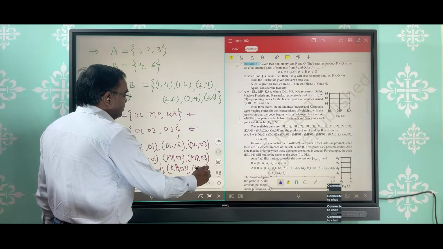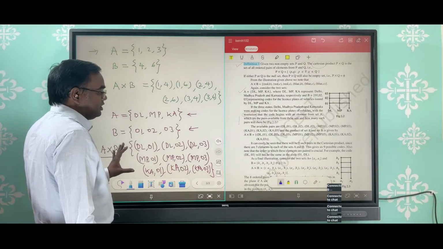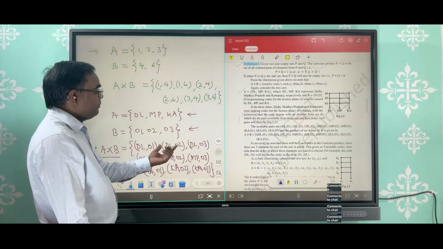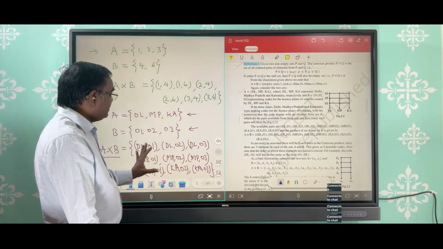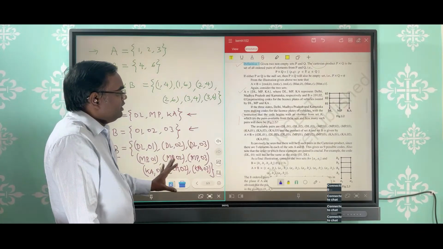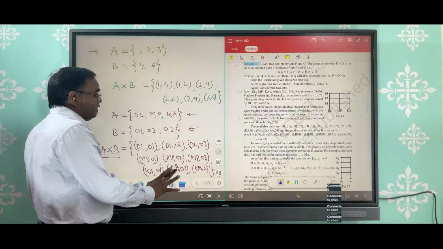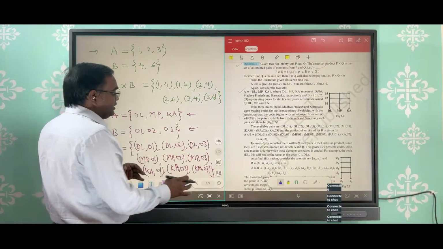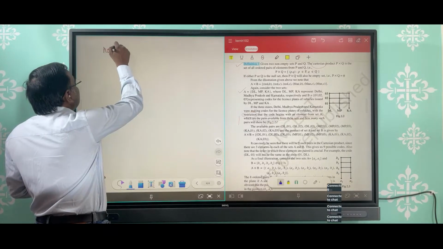So in this way, you have the cross product or Cartesian product of sets A and B. You find the pairs of number plates starting from this way. So, available number plates, how many? The number of pairs can be given by the formula.